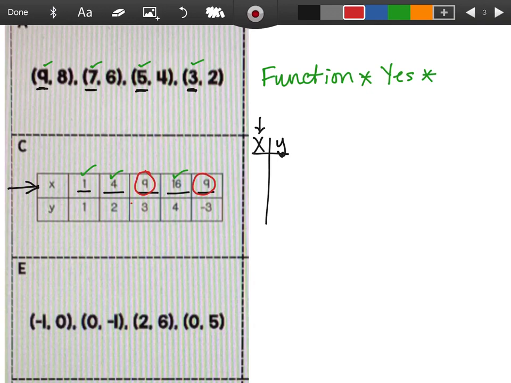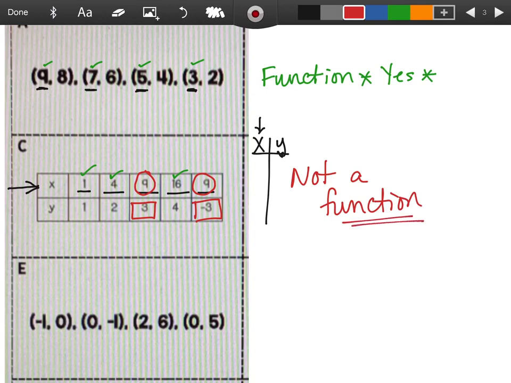Okay, now I'm going to look below it and I'm going to see I have a positive 3 and a negative 3. That's a problem because positive and negative 3 is not the same number, so that means this is not a function. Okay, because my x repeats and it goes to two different y values.